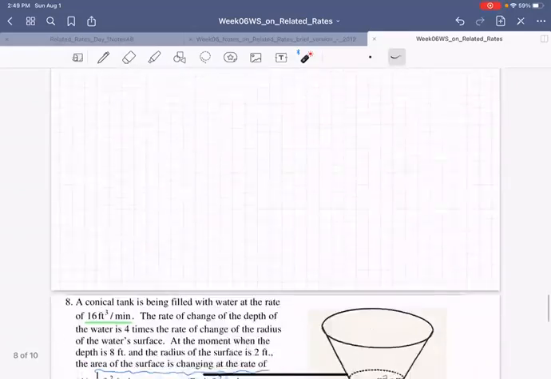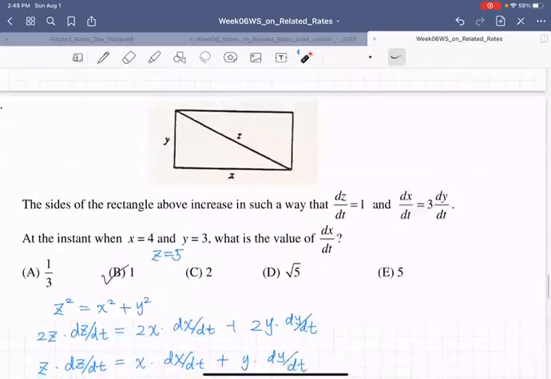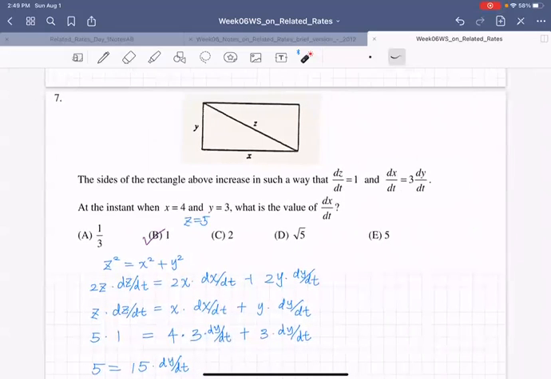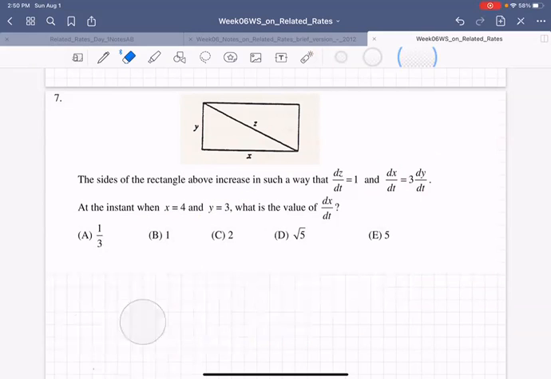Okay, I'm going to teach one more example. This one over here. This is a rectangle. And they show you dz over dt is 1. And dx over dt is 3 times dy over dt. And at the instant when x is 4, y is 3, what is the value of dx over dt?